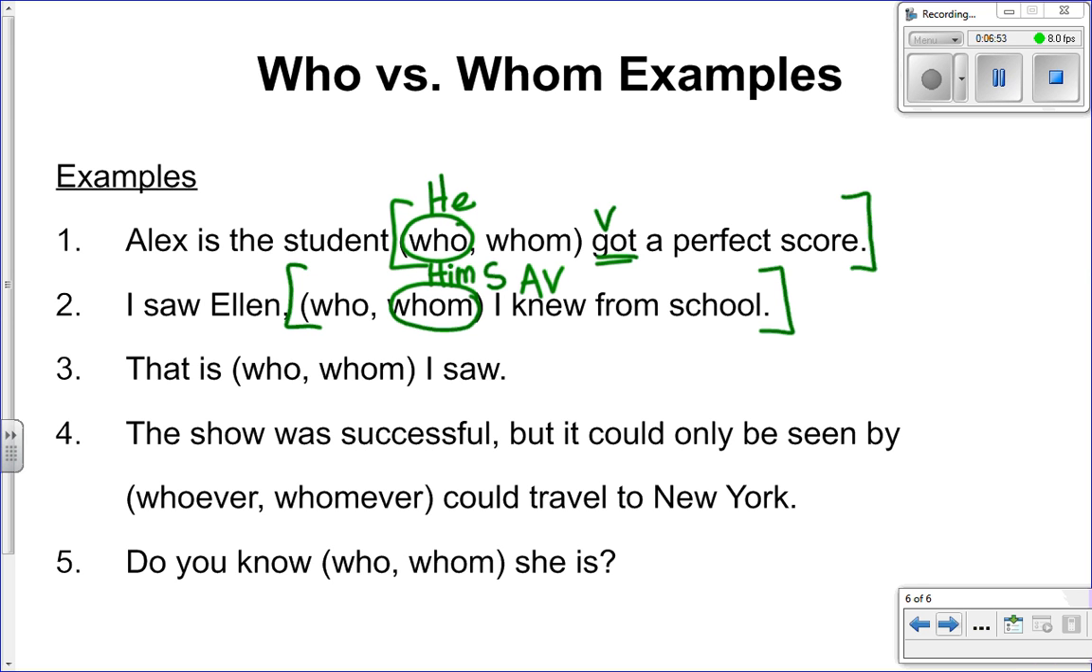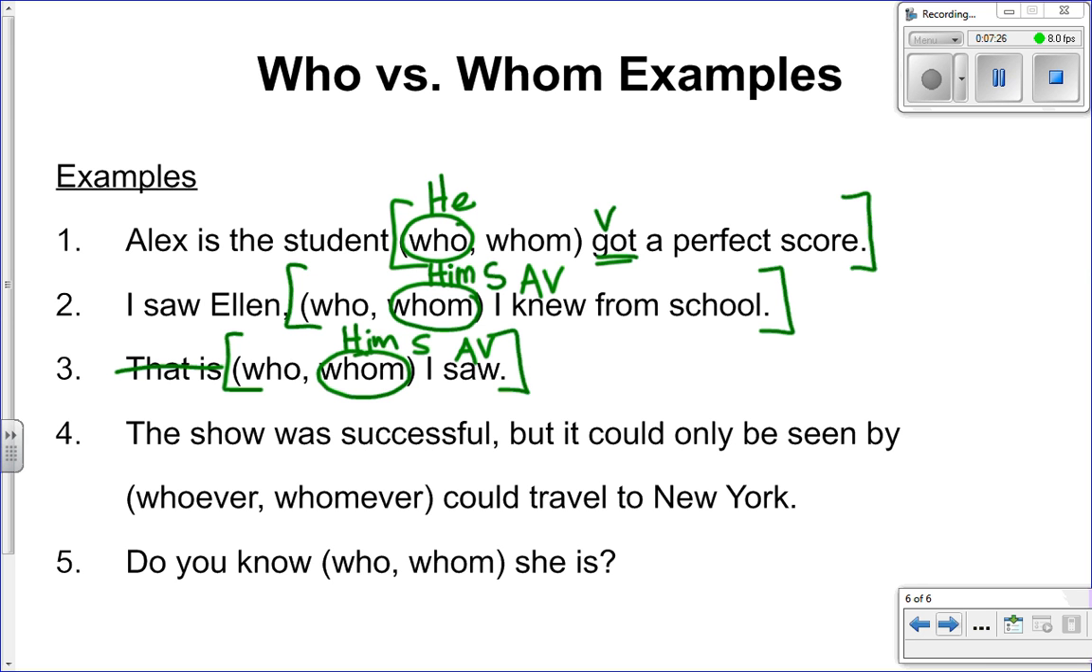All right, number 3, that is whom I saw. Again, isolate the subordinate clause, whom I saw. Now, I'm not going to pay attention to that linking verb in front of the subordinate clause. I'm only going to look at how the whom functions within the subordinate clause itself. I have the subject I, I have an action verb saw, which means this should really say I saw whom. Because saw is the action verb, that makes whom the direct object, so I'm going to choose whom. And remember that it could be replaced with him. You would say, I saw him.